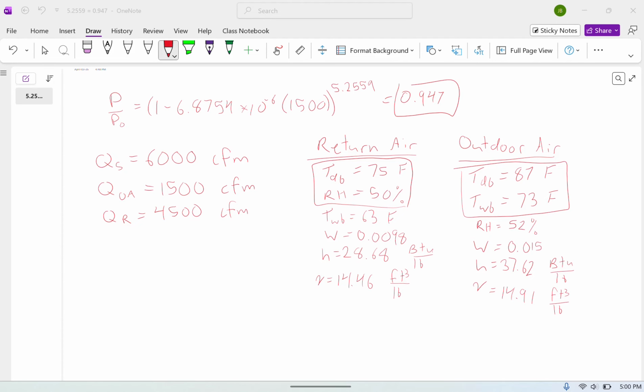So you can see here I've just populated all of our psychrometric information for the return air and the outdoor air. To do our mixing calculations properly, we actually need the mass flow rate, not just the volumetric flow rate. So for each airstream, our mass flow rate is the volumetric flow rate over the specific volume. For the return air, we have 4,500 over 14.46. And for our outdoor air, that will be 1500 over 14.91.